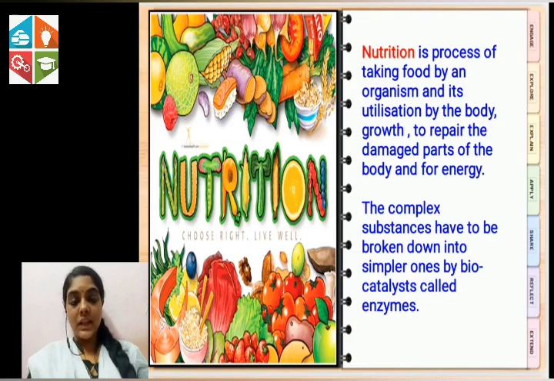So when you take any food, for example idli dosa, it is going to be a complex food. So this complex food has to be broken down into its simpler form so that you can utilize its energy. This is done by enzymes. Enzymes are the biocatalysts which help in the breaking down of complex food into a simpler version. So that is the function of an enzyme.